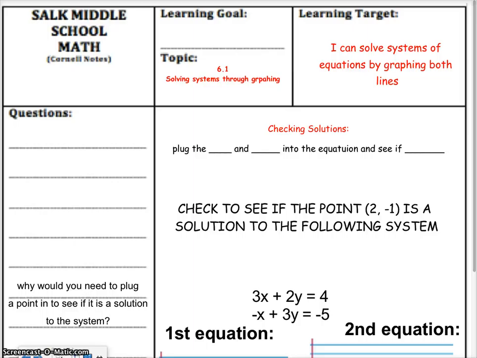So this page I don't really love that much, but I need to teach it to you. You can always check your answer if you're not sure if they intersect at the particular point. Let's say it's not perfect and you had to make a guess. You can always check. And it's tedious, but what you do is plug the X and Y in and see if they're true.